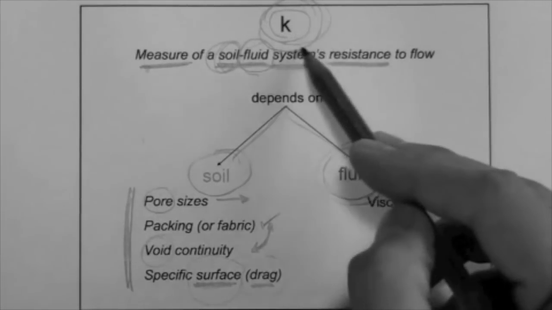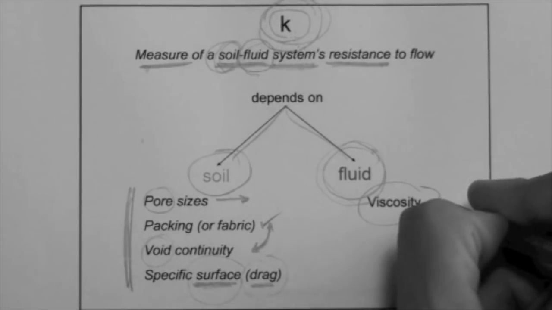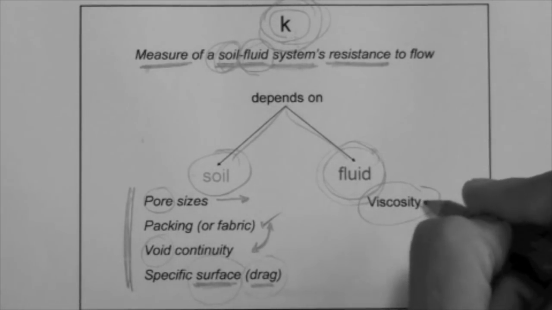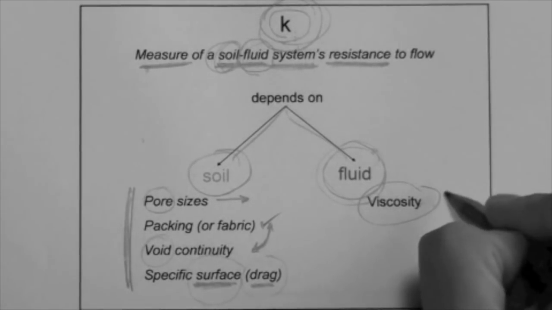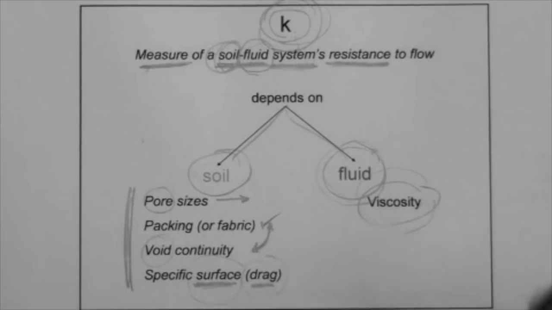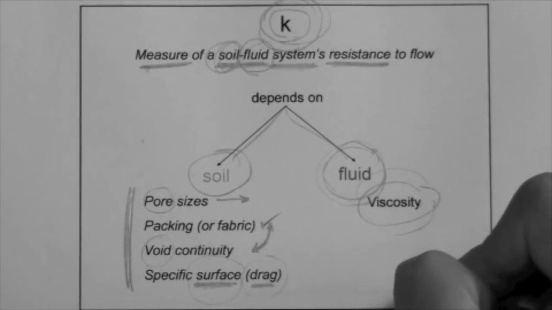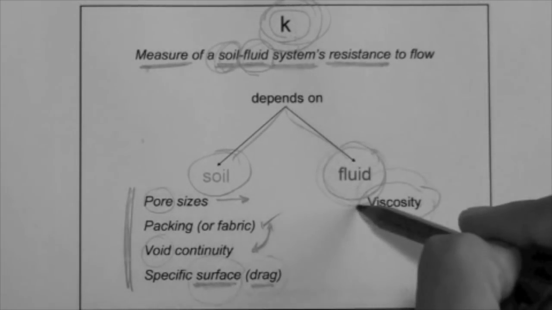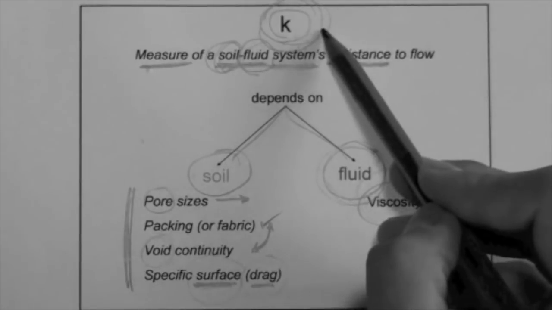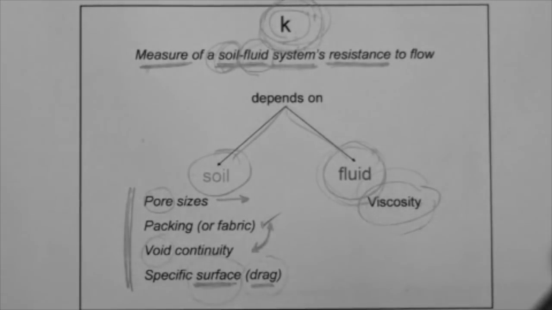Now, the contribution of the fluid to K comes through the viscosity. So the viscosity is the parameter that controls how the fluid affects the K. So honey has a very high viscosity. Water has a low viscosity. Air has a very, very low viscosity. So depending on what fluid you have flowing through the soil, that will alter or change your value of K, hydraulic conductivity. All right.